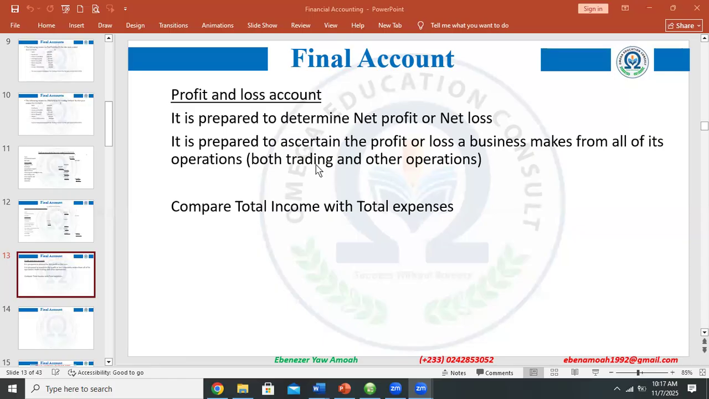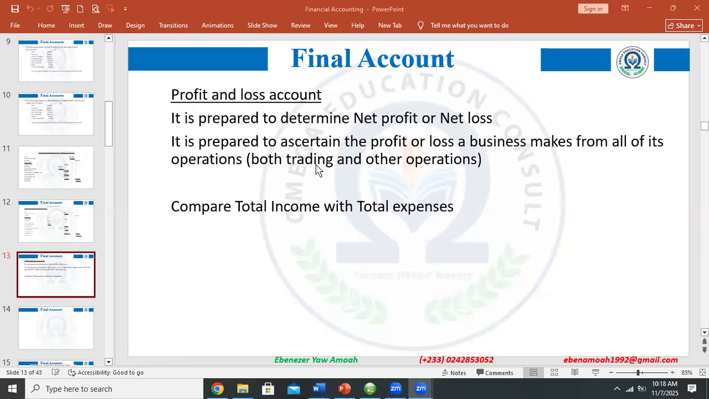Somebody might be selling television. So his main trading is buying and selling of television. The profit he makes from buying and selling the television, that's what the trading account looks at, the gross profit or gross loss. But maybe this sole trader is also involved in another operation like repairs. If your television is not functioning properly and you take it there, he can repair it and collect money. So you see, the repairs is not his main trading. So it's categorized as other operations or activities.